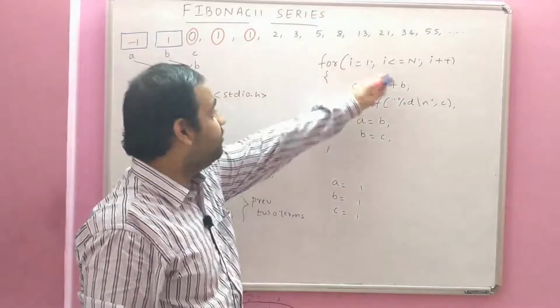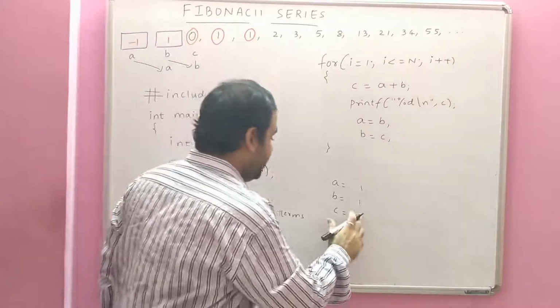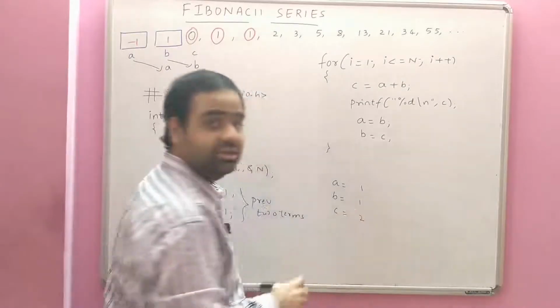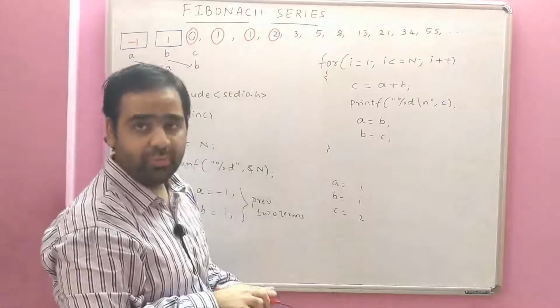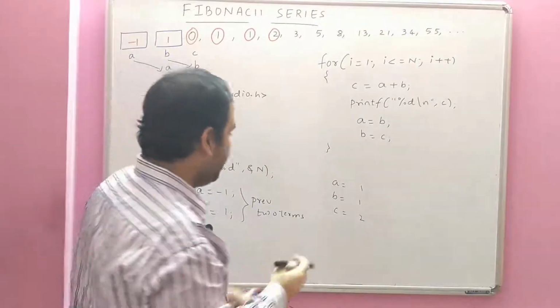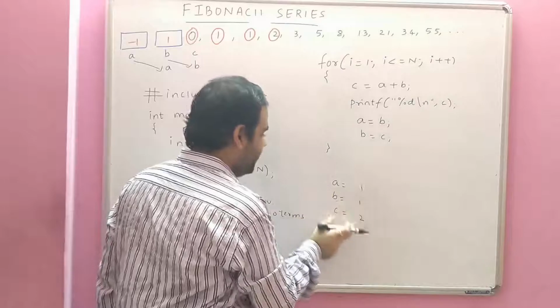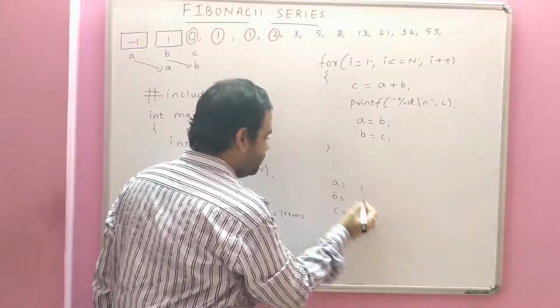I plus is 4. 4 is less than or equal to 5. Yes. C is A plus B. 1 plus 1 is 2. And you print the value of C. What is the value of C? It is 2. You have printed 2. Next, again you say A gets the value of B, which is 1. B gets the value of C, which is 2.